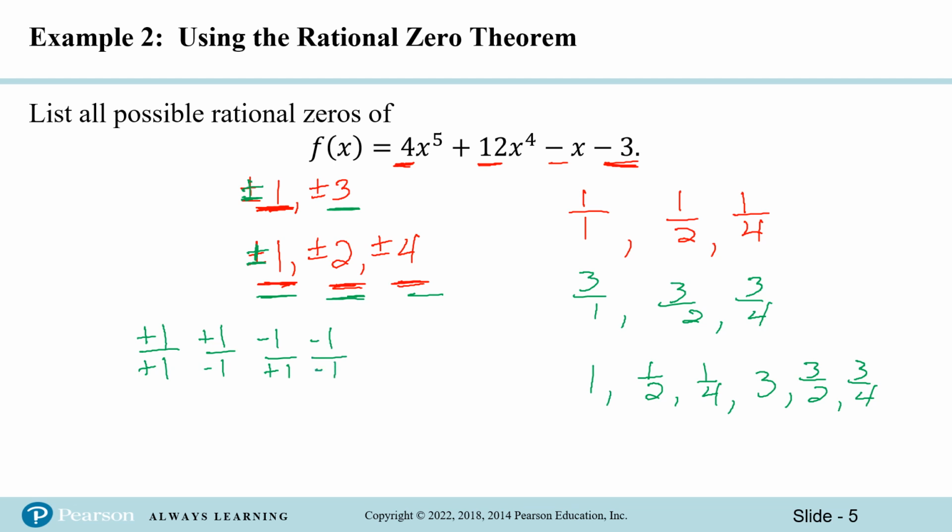But no need to worry, because when you reduce those, you end up with a positive 1, a negative 1 again, and a positive 1 again. So really, we can ignore those two situations and just worry about the positive 1 and the negative 1. Long story short, all we need to worry about is plus or minus 1, plus or minus 1/2, plus or minus 1/4, and so on.